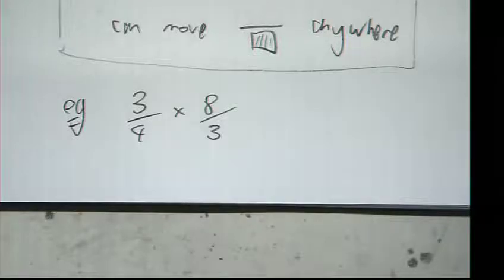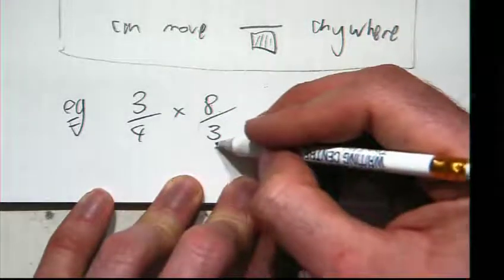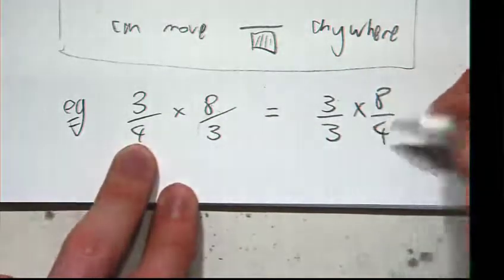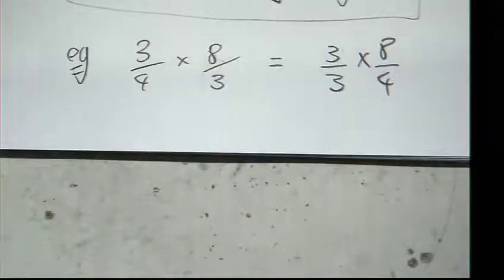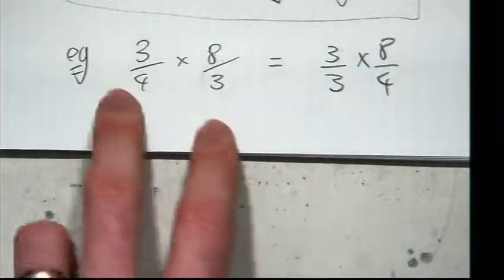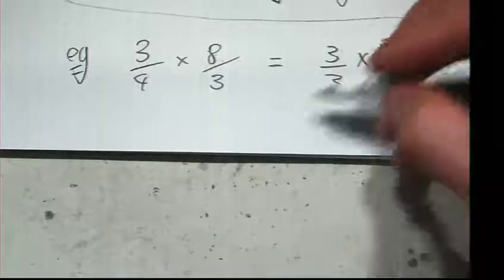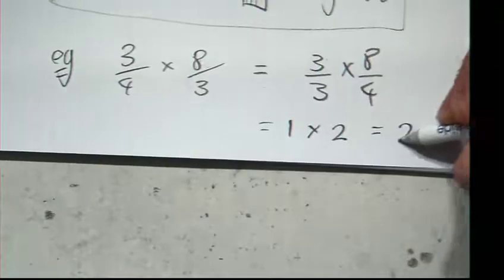And so I can just as easily rearrange this way if I want and move the on 3 that was on the bottom here, and the on 4 that was on the bottom here, and I can do my divisions in that order instead. Because it's all times and fractions, I can move anything on the bottom to anywhere else on the bottom and it'll be fine. So 3 divided by 3 is 1, and 8 divided by 4 is 2, so the answer is 2.